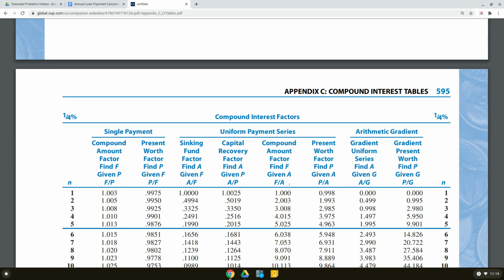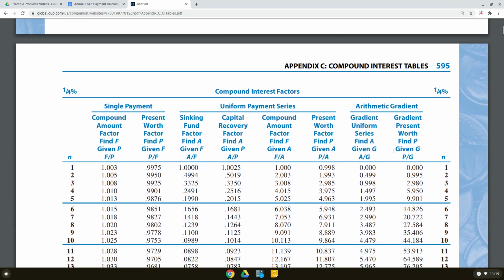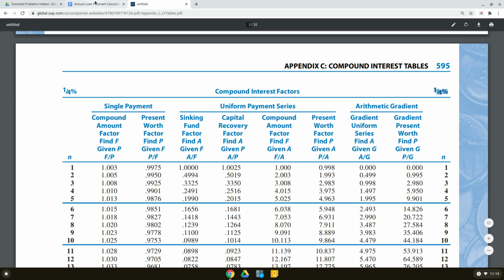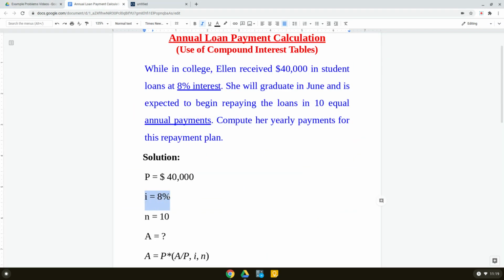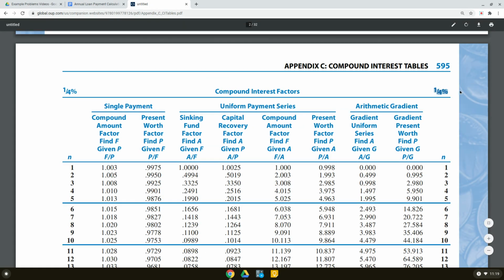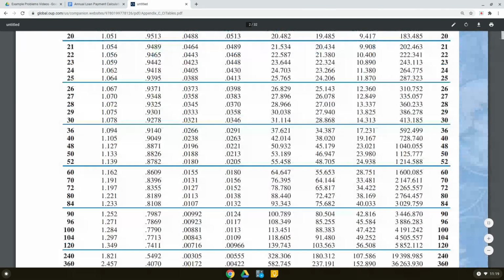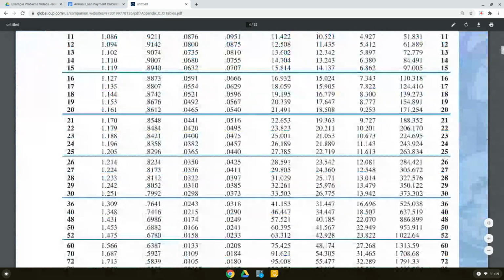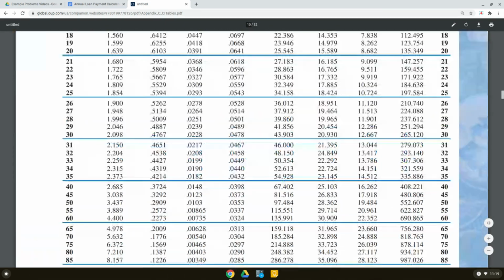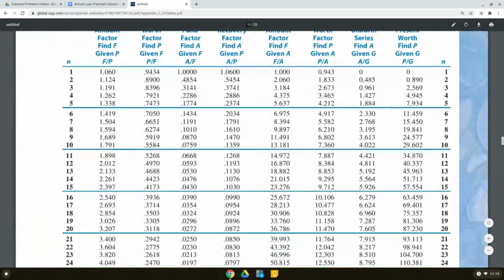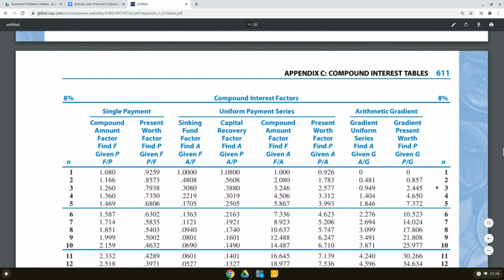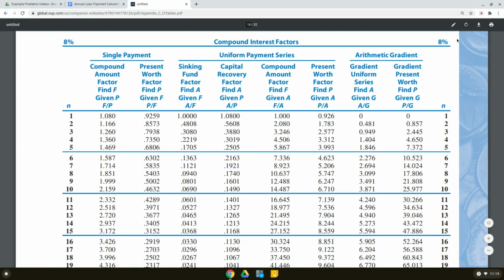The first thing to note is what interest rate is given in this table. This is 0.25% or 1/4%, but we need to look at the 8% compound interest table. So we scroll down until we get the 8% compound interest table. I'm at 3%. Here is the 8% compound interest table. Okay, so now we got the right table.